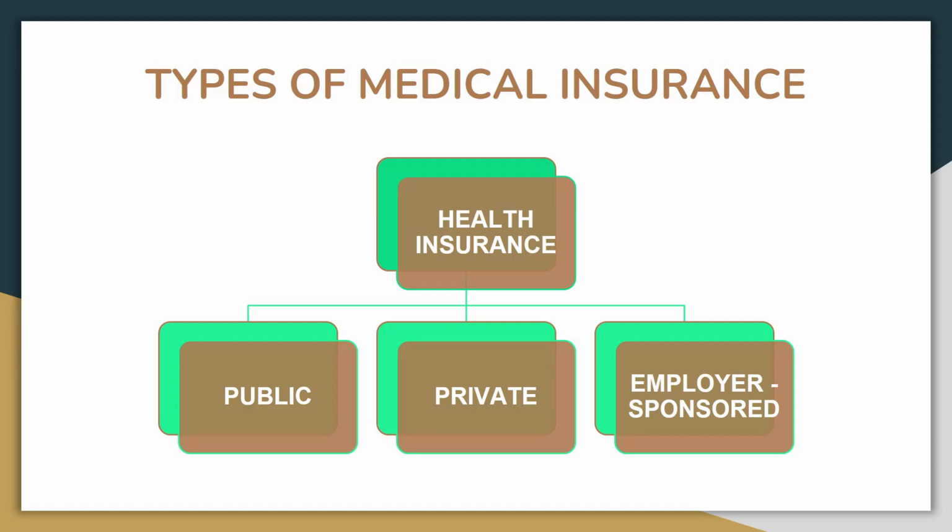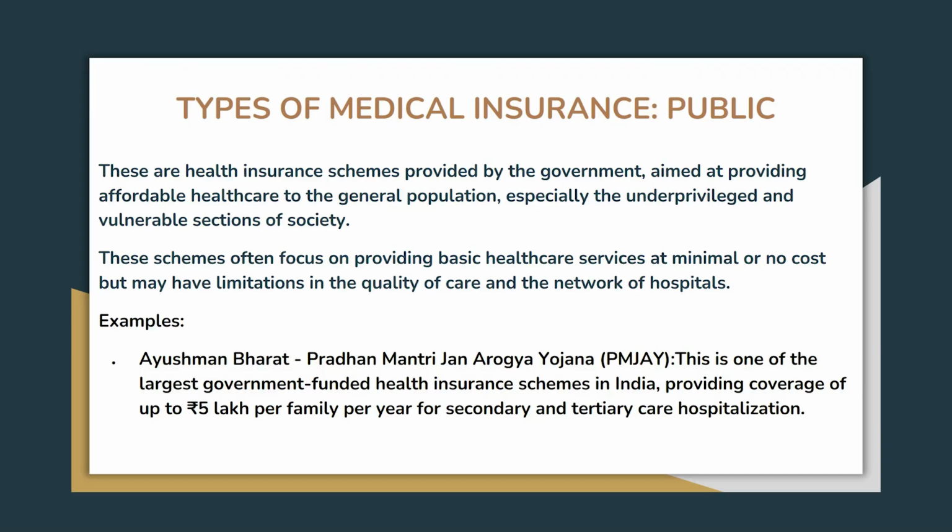So the main types of medical insurances, what we call health insurances, are either public insurance, private health insurance, or employer sponsored insurance. We will see what this public type of medical insurance is. The public type of insurance covers the public at large, and it is especially for the underprivileged and vulnerable sections of society.